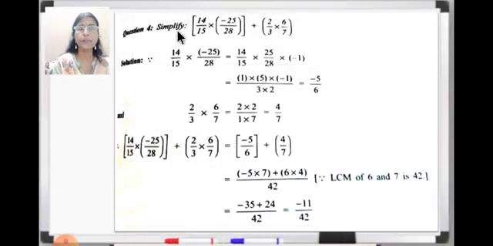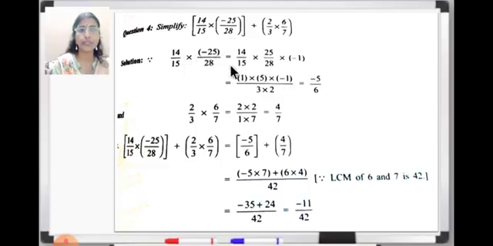Now one more question: simplify 14 upon 15 into minus 25 upon 28 plus, in bracket, 2 upon 3 into 6 upon 7. Children, all these questions are not there in your textbook. These are extra questions. Practice this question also. Here, first we will solve this part: 14 upon 15 into minus 25 upon 28.